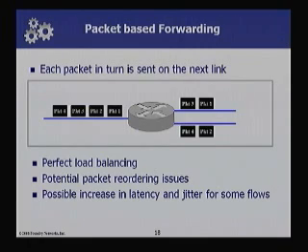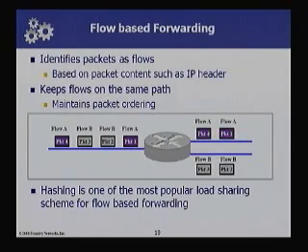However, there is a huge potential for packet reordering issues. There's also a potential for increased latency and jitter for some flows because the router in effect is not looking at the flows at all. So a better way to do forwarding is using flow-based forwarding. What's a flow? A flow is something based on the content of the packet, let's say the IP header. Any 2 packets which have something in common will be called a flow.